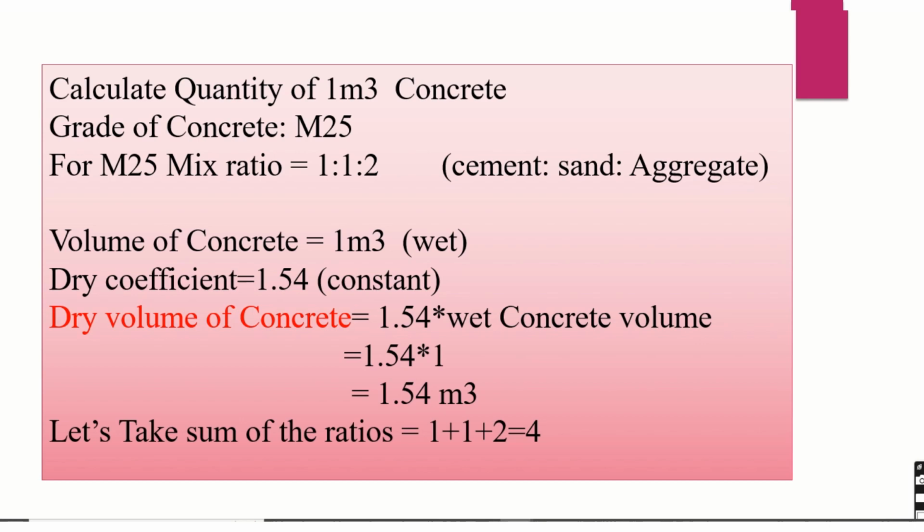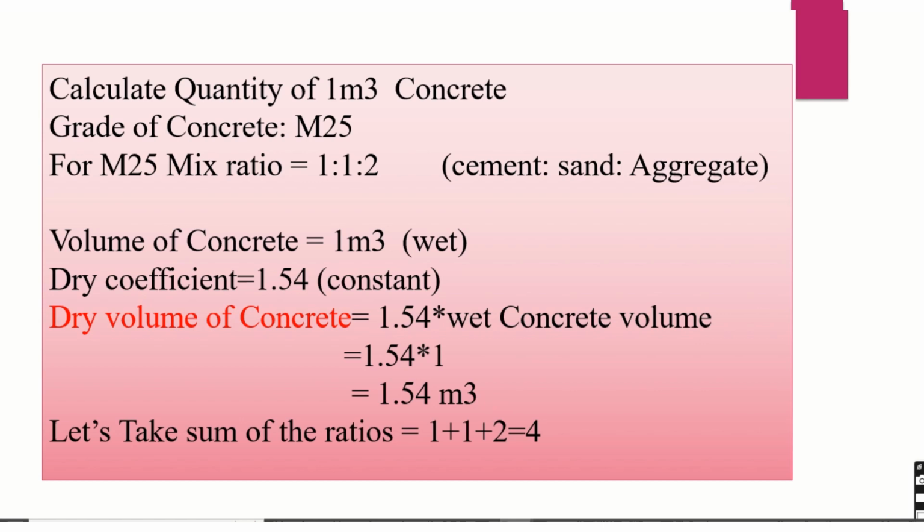So we are going to calculate the quantity for 1 meter cube of concrete. That is wet volume. As you know, cement, sand, and aggregate are in dry state. So first of all we need to convert this concrete to dry state by multiplying with the dry coefficient. Here the dry coefficient is 1.54, which is constant.